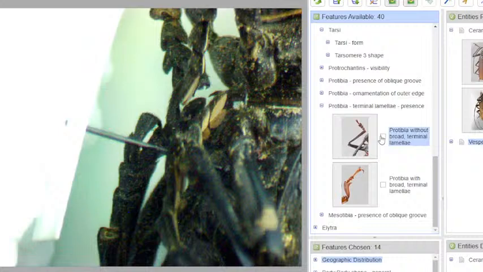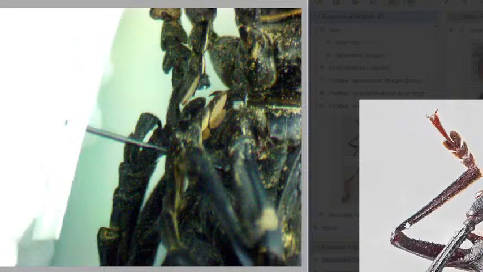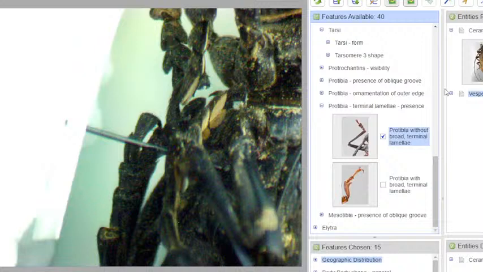Alright, so we're going to be looking at the protibia. So the femur, the tibia, we're looking at the second segment of the leg. And we are looking at what's called the terminal lamellae. Terminal is going to mean the end. Lamellae. Protibia without broad terminal lamellae, protibia with. All right, so if we are looking at this picture, I believe they're talking about these two spines right here, whether the tibia has this shape in comparison to this kind of shape of tibia. And we're definitely going to go with this one. And we end up with Lamiini! Yay! Guys, we got to the right one. I'm so excited.